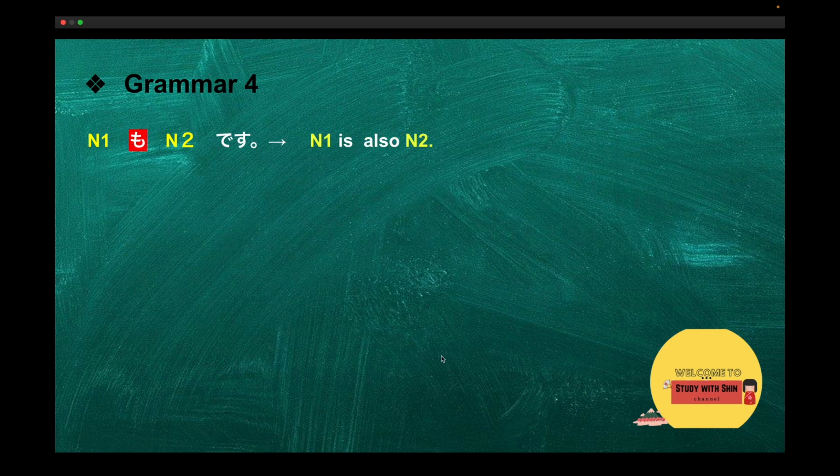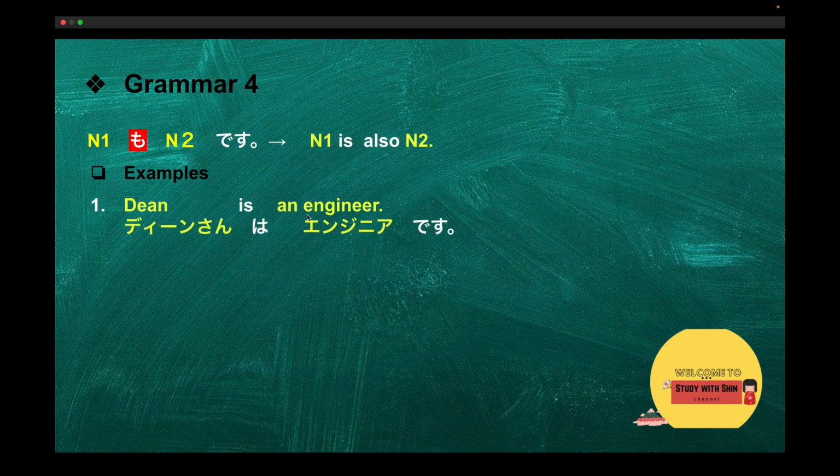Now let's take a look at grammar number 4, okay? Noun 1 も noun 2 です. Noun 1 is also noun 2. If you want to say something is also something, you can just say noun 1 mo, noun 2 desu. You just have to add mo instead of wa. Let's take a look at the examples, okay? So here we will say Dean is an engineer. We already learned this sentence structure, which is noun 1 wa, noun 2 desu. Here noun 1 would be Dean-san, and noun 2 would be engineer. So Dean-san wa engineer desu.